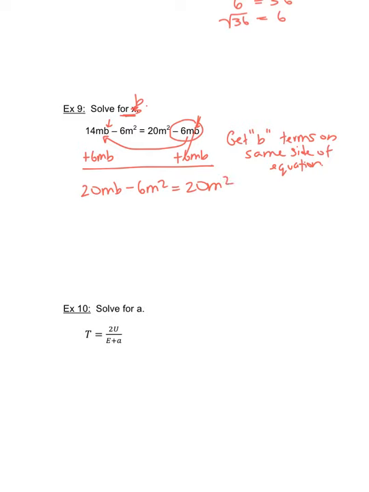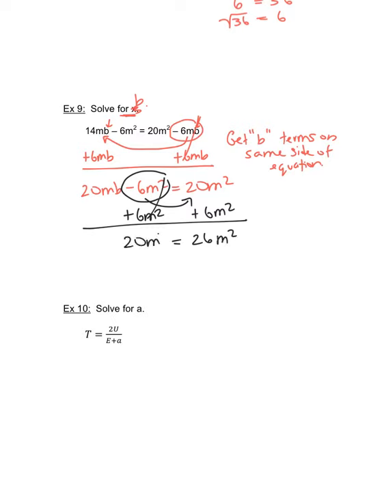Okay, now I have 20mb, I have all the b's together, but I also have this m squared term. I can move it over that way to have it join with the 20mb. So I will do the opposite of minus 6m squared. I will add 6m squared, add 6m squared. Remember, it's the m squared. So it's just 20 plus 6, 26, and then I bring down the m squared. And then I bring down the 20mb.